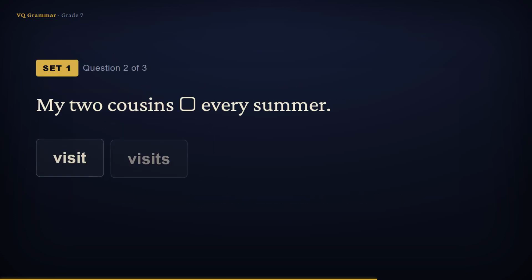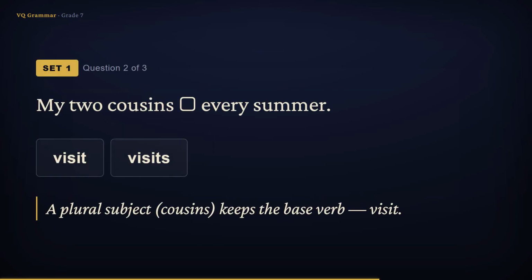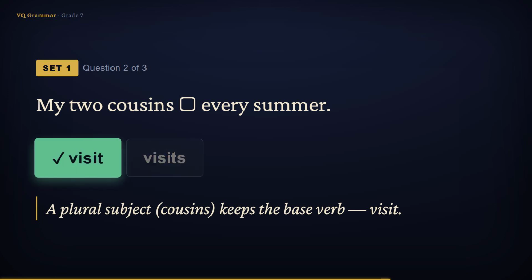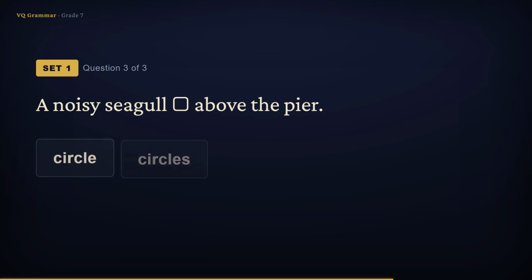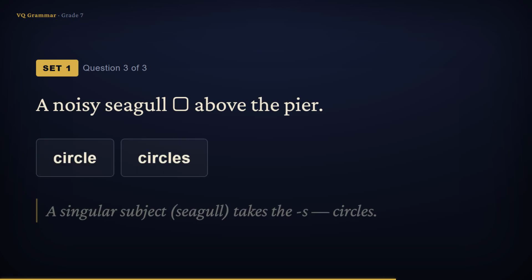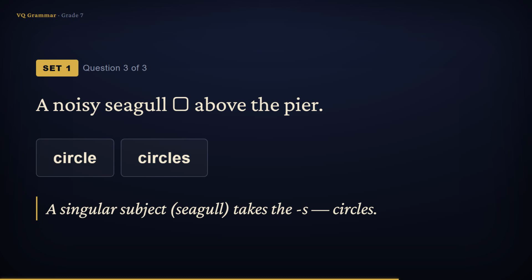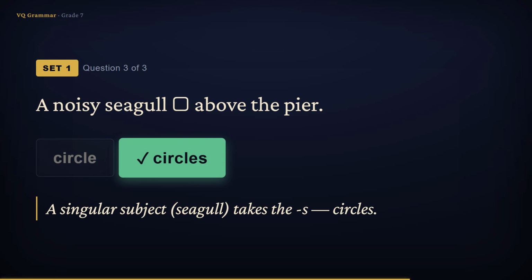My two cousins blank every summer. This time the subject is cousins, more than one, so the verb stays plain with no S on the end. So the answer is visit. A noisy seagull blank above the pier. The subject is one seagull, singular, so the present tense verb takes its S. Circle becomes circles. So the answer is circles.